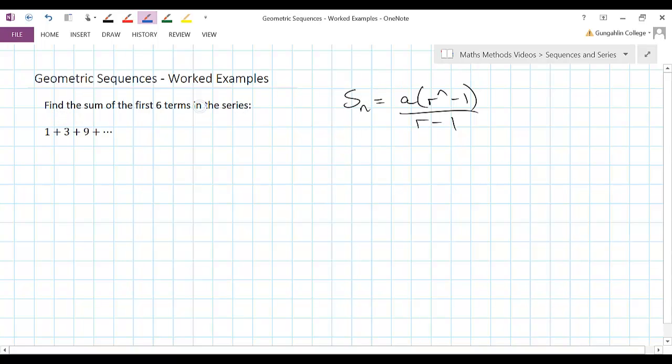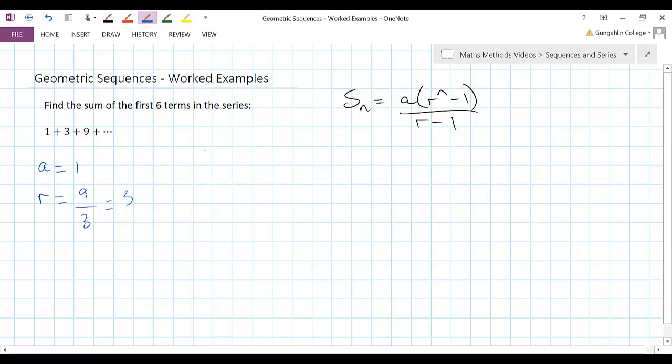For this very simple first example, we're asked to find the sum of the first 6 terms in this series, 1 plus 3 plus 9 plus so on. So first thing we should do, as always, is determine what our first term and what our common ratio are if possible. Our first term is 1. Our common ratio is found by dividing subsequent terms. 3 divided by 1 or 9 divided by 3. I'll go the more complicated one, who cares, it's 3.